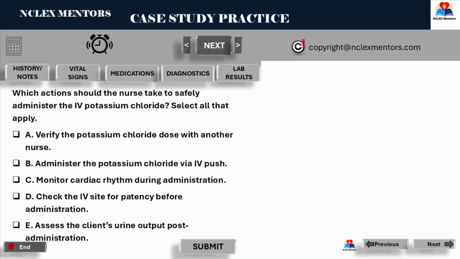Question 2. Analyze cues. Select all that apply. Which actions should the nurse take when administering IV potassium chloride? Options. A. Verify the potassium chloride dose with another nurse. B. Administer potassium chloride via IV push. C. Monitor cardiac rhythm during administration. D. Check the IV site for patency before administration. E. Assess the client's urine output post-administration. Pause and review each one. What keeps our patient safe?